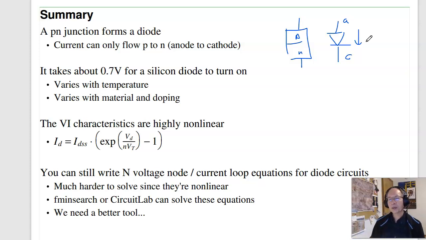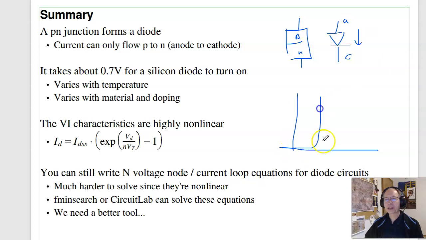It takes about 0.7 volts to turn on a silicon diode. It's not exact, but ballpark about 0.7. That varies with temperature, which is one way you can actually measure temperature, measure the voltage drop across the diode. And it varies with the material and doping. The VI characteristics of a diode are highly nonlinear. It kind of looks about like this. And right about 0.7-ish, the current shoots up.